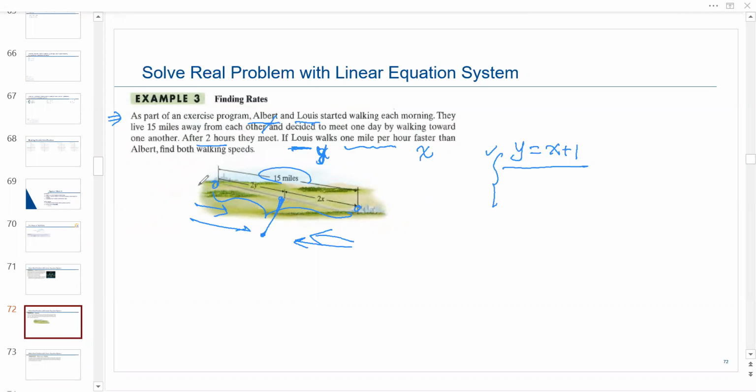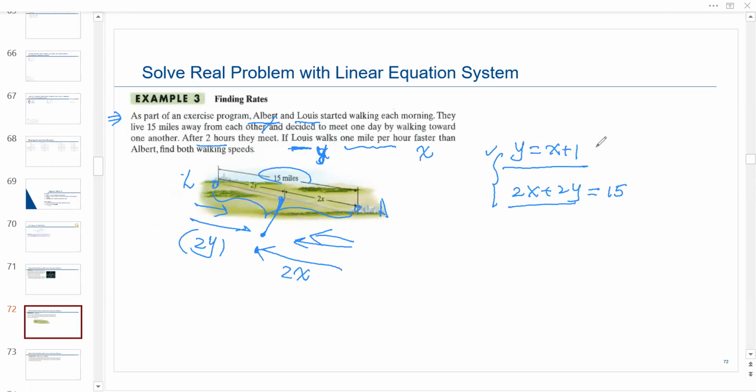So suppose here is Louis, and here is Albert. In 2 hours, they walk to this distance. Albert walks 2x, right? Louis here walks 2y, right? They met in the middle. So it means 2x plus 2y, the total, will be 15 miles. So we can build these kinds of linear equations quickly. So we need to find x and y, right?